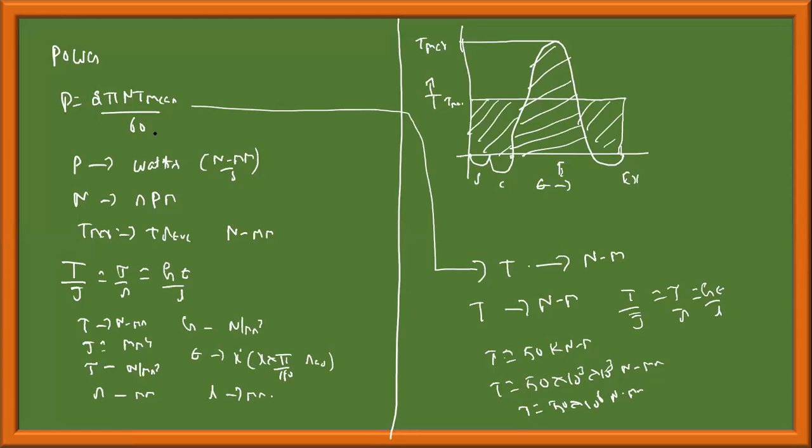Some authors will write 60,000, then P should be in kilowatt. No need to confuse that. We'll keep it in watts only. 60.